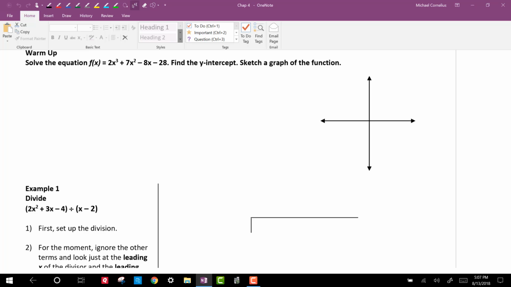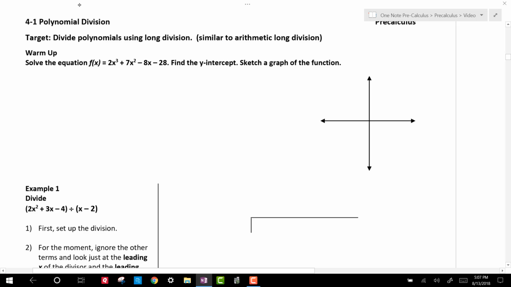Alright, here we are for some polynomial division today. So we're going to start off a little warm up here. It says solve the equation and find the y-intercept. Sketch a graph of the function. So let's go ahead and start by solving it.